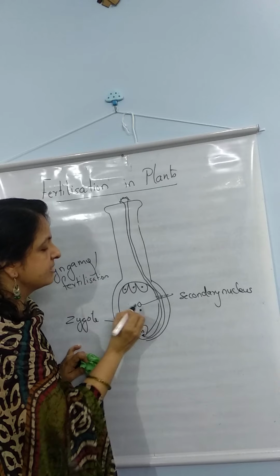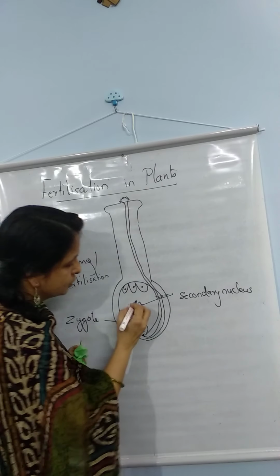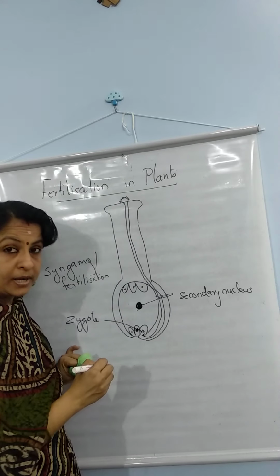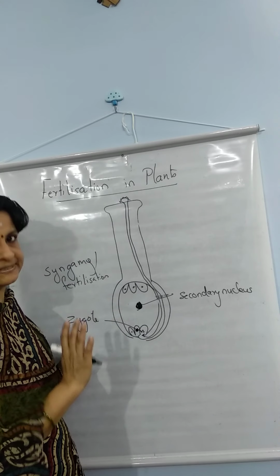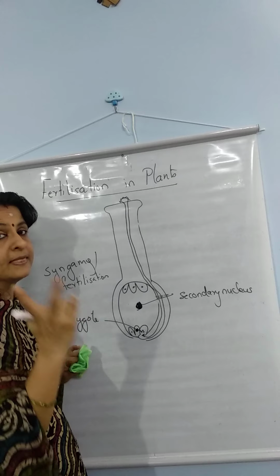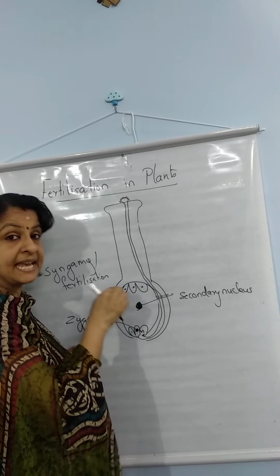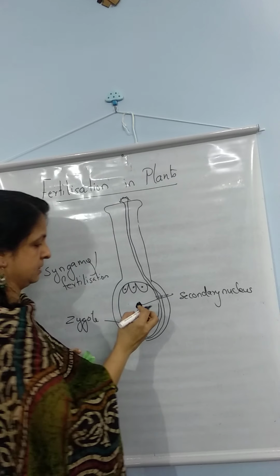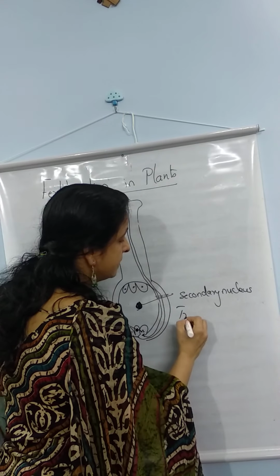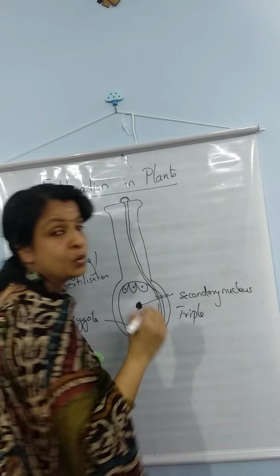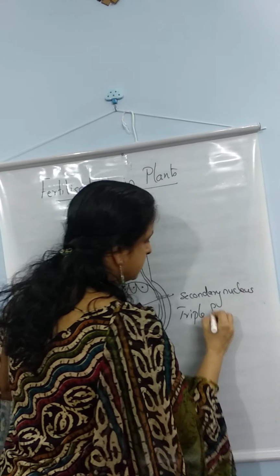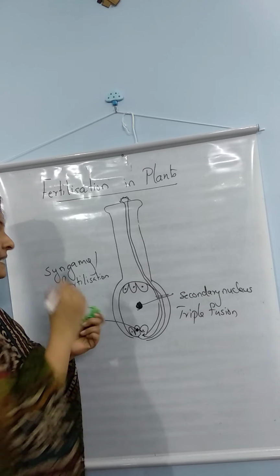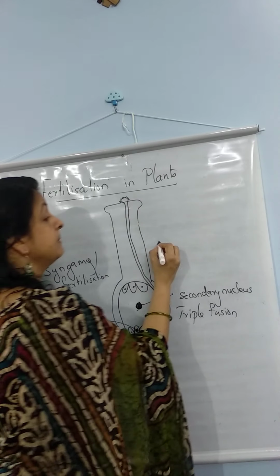And this will fuse with the male gamete. So it fuses with the male gamete like this. So a total of 3 nuclei have fused together. Which are the 3 nuclei? The 2 polar nuclei and the second male gamete. And this is called triple fusion. Why is it called triple fusion? Because 3 nuclei have fused. Triple fusion.